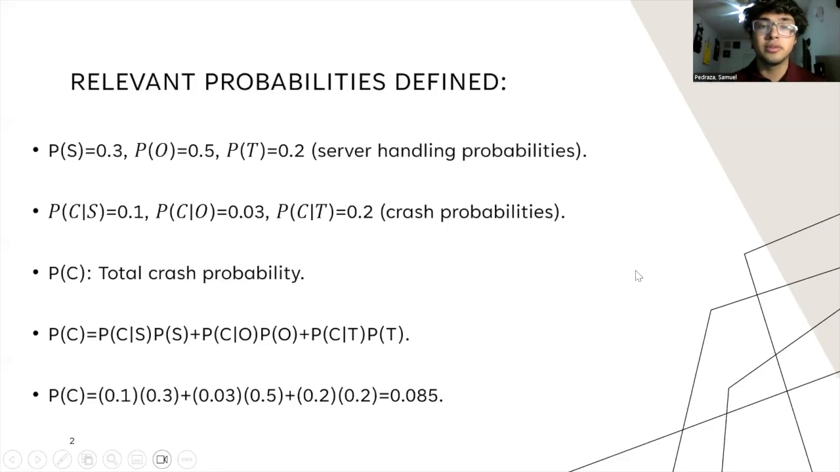To solve this problem, we use Bayes' rule, a method of finding conditional probabilities. First, let's define the relevant probabilities. P(S) = 0.3, P(O) = 0.5, P(T) = 0.2. These three represent the chances of Stardust, Orchid, and Tasks handling the login. Next, P(C|S) = 0.1, P(C|O) = 0.03, P(C|T) = 0.2. These three are the probabilities of a crash given each server.